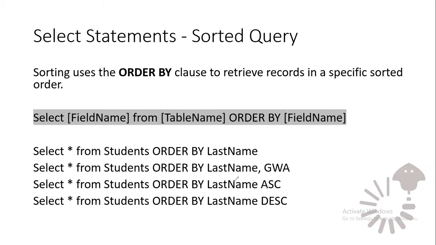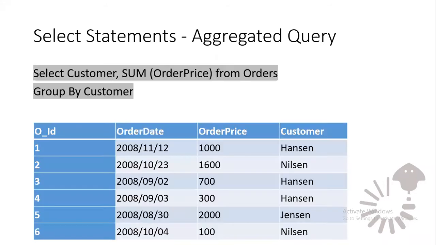Also, you can set kung ASC or DESC. This is your keyword: ASC is for ascending, DESC is for descending. Kung gusto ko mauna yung Z to A, descending. By default, this is ascending. Okay? Gusto ko mauna yung A, ascending. Baliktad, descending. So there's an example of sorted query.